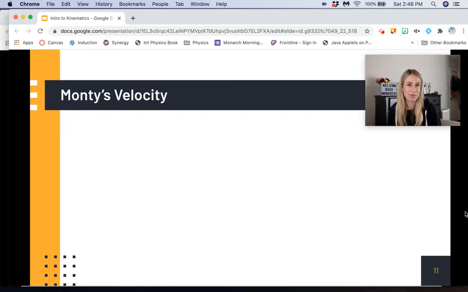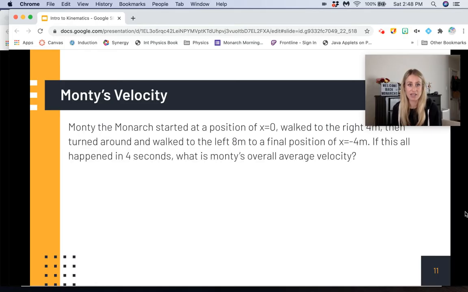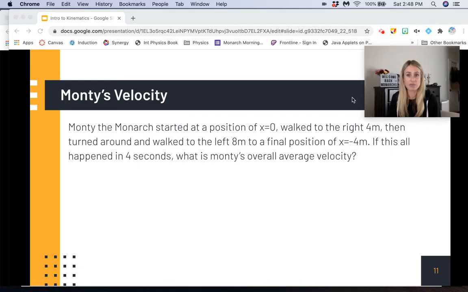So in our example before, we had Monty the Monarch moving on a number line. So I'm going to use the same example to find Monty's velocity. So let's say that Monty the Monarch started at a position of x equals 0, like we said before. He walked to the right 4 meters, then turned around and walked to the left 8 meters to a final position of x equals negative 4 meters. If this all happened in 4 seconds, we want to know Monty's overall average velocity.